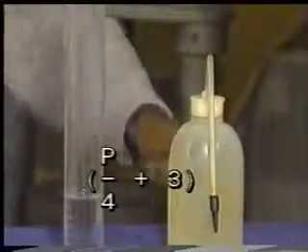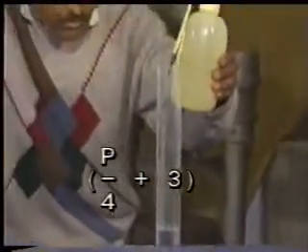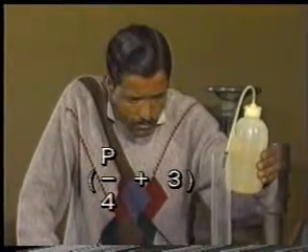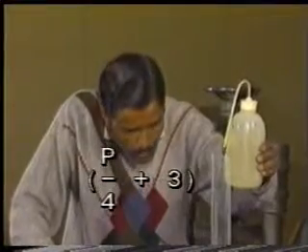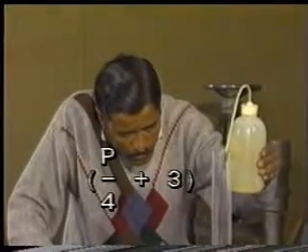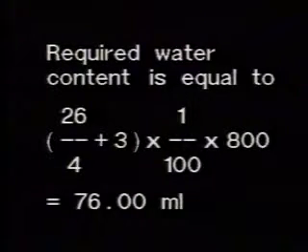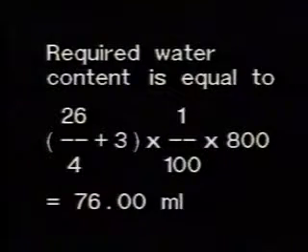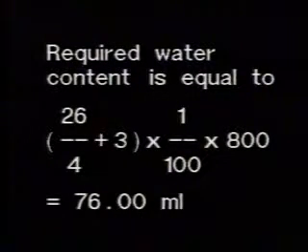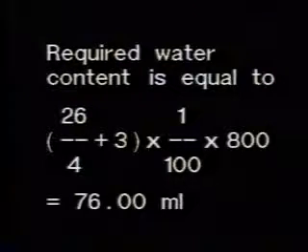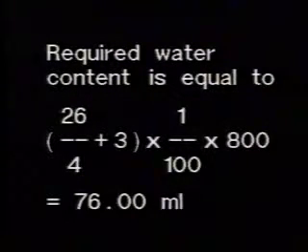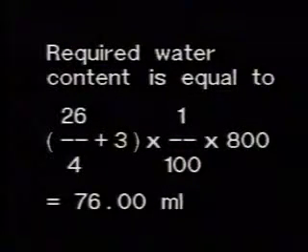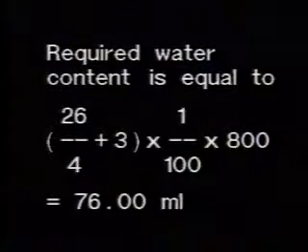Add to it the measured quantity of sand and dry mix it thoroughly. Now measure water equal to P divided by 4 plus 3 times the combined weight of cement and standard sand measured. Therefore, the required water content is equal to 26 divided by 4 plus 3 multiplied by 1 over 100 multiplied by 800, which is equal to 76 milliliter, where 26 is the normal consistency of cement and 800 is the combined weight of cement and sand.